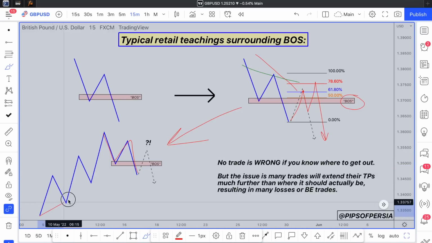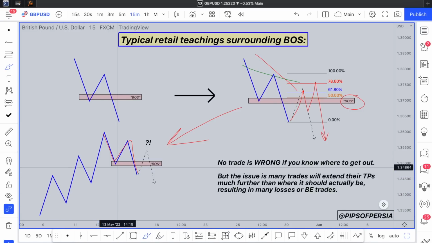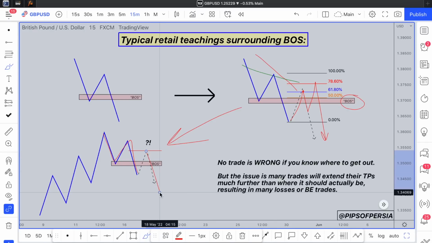It hasn't actually invalidated this entire trend coming up. So can we actually consider this a break of structure? Can we actually consider this a bearish trend? And will we be on the right side of the trade if we decide to trade this to the downside? I'm not too sure about that.